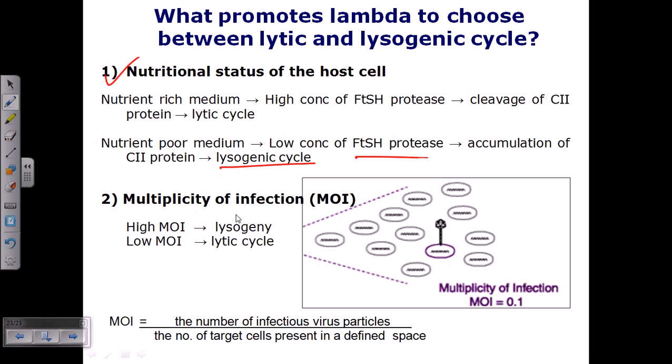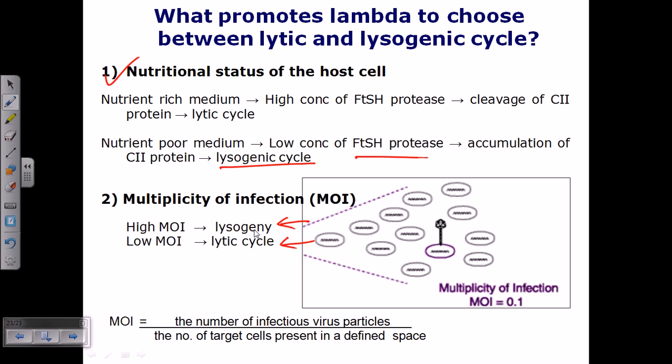The second thing is the multiplicity of infection. If there is a high multiplicity of infection, it will be the lysogenic cycle. If it is a low multiplicity of infection, it will be the lytic cycle. Multiplicity of infection is the number of infectious virus particles divided by the total number of target cells present in a defined space. If the number of target cells in the defined space is very small, they always try to convert into the lysogenic cycle.